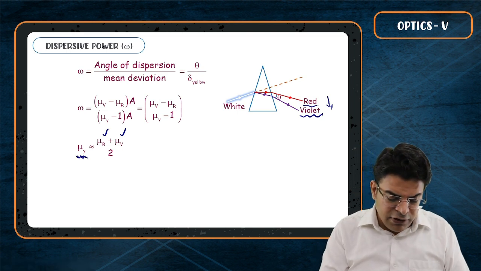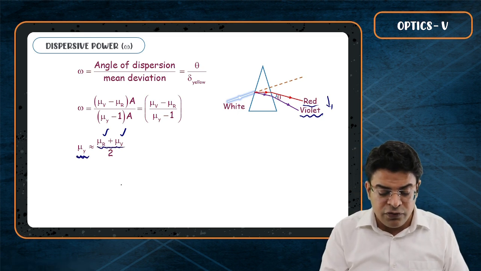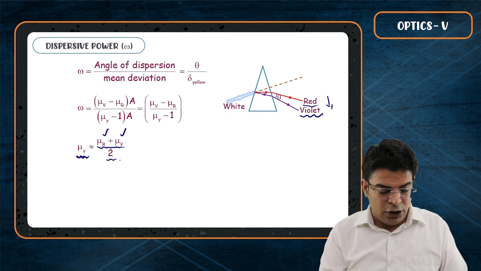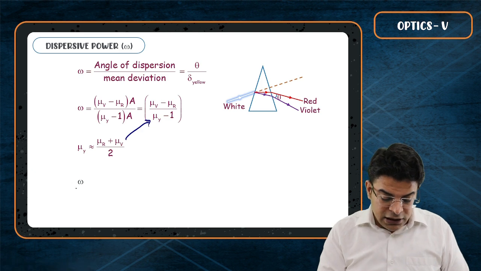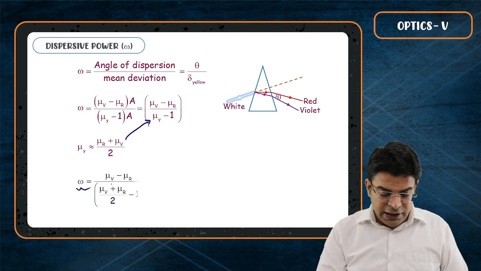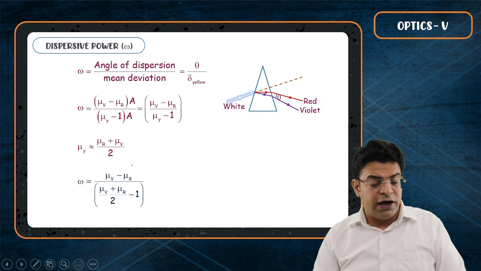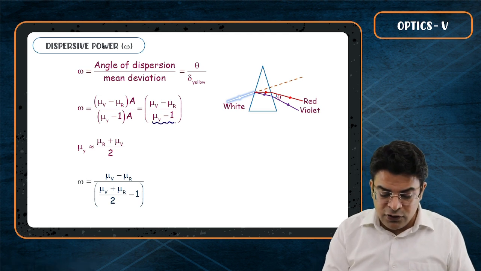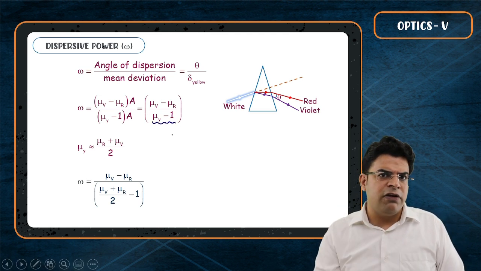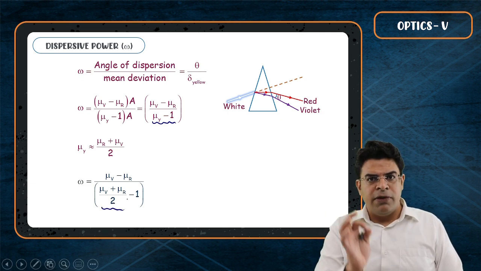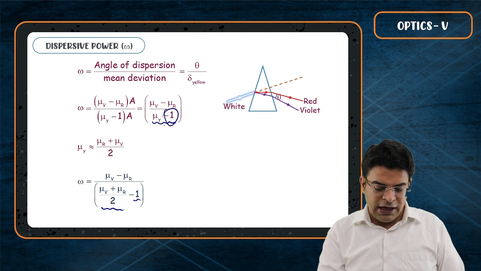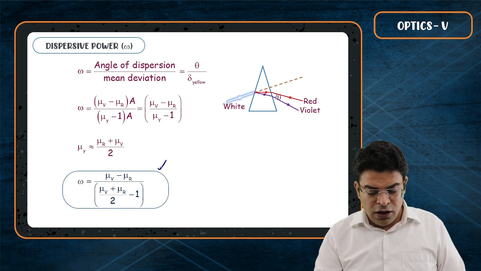So the refractive index of yellow equals the refractive index of red plus the refractive index of violet by 2. On substituting this data, the dispersive power is the refractive index of violet minus the refractive index of red upon the refractive index of yellow minus 1, and in place of the refractive index of yellow you substitute (refractive index of violet plus refractive index of red) by 2, and there is a minus 1 as well. So this is the formula of dispersive power.